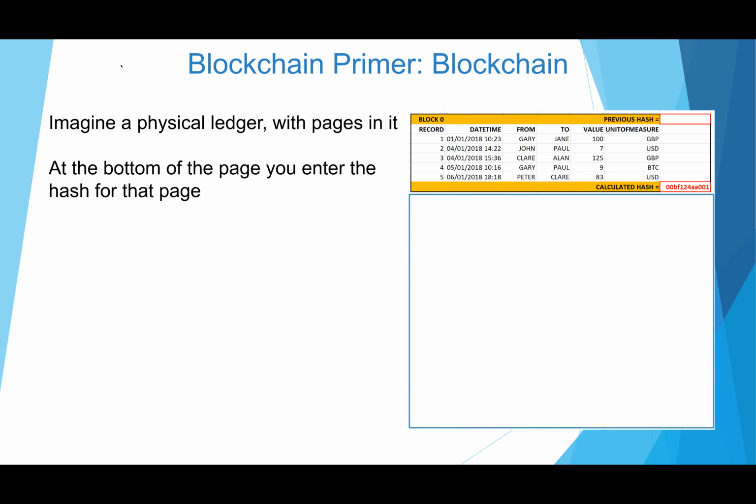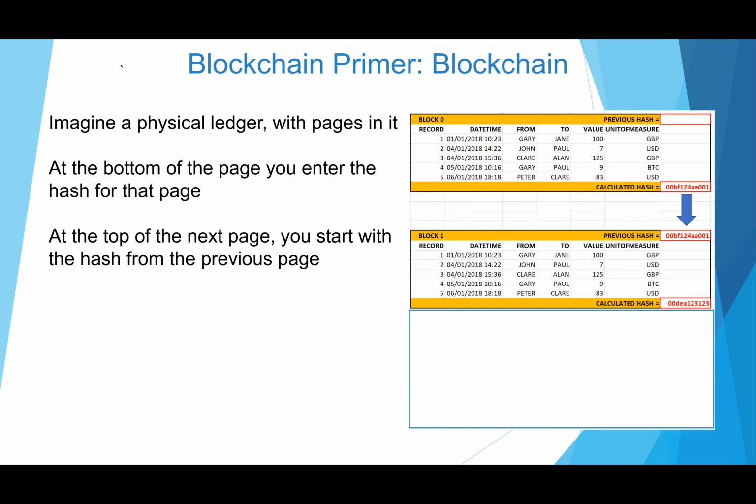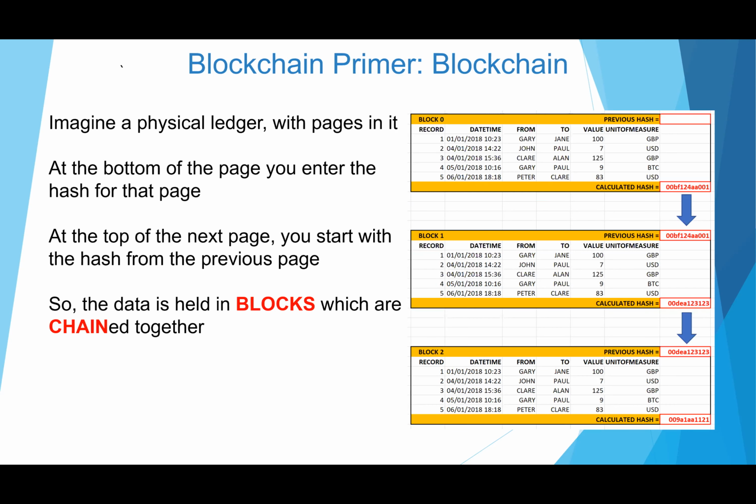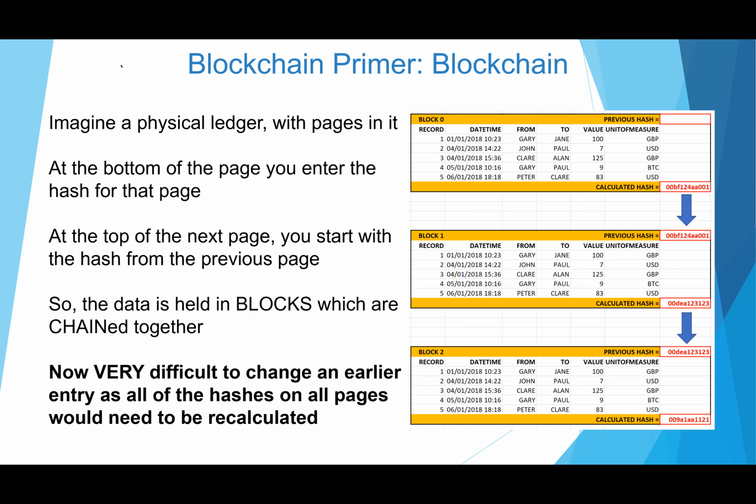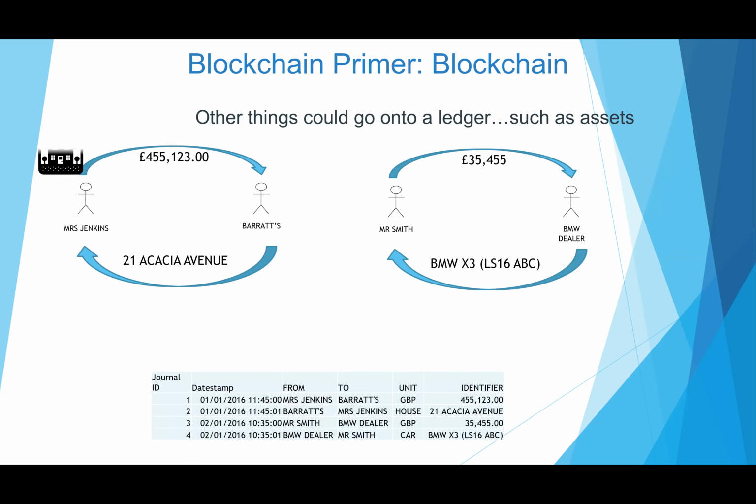We then take that hash, copy it to the top of the next page, and we fill in the ledger again, and at the bottom of the page, we do a hash again, and so on and so forth. So now each of these blocks of data are chained together through this hash. The blocks are chained together, so that's what a blockchain is, and that's why it has the name. What it also means is that it's amazingly difficult to change an earlier entry in any of these records, because all those hashes then have to be recalculated. So that makes it very resilient.